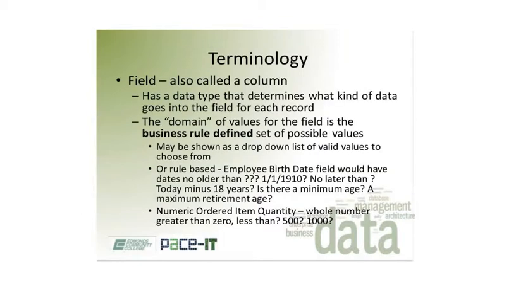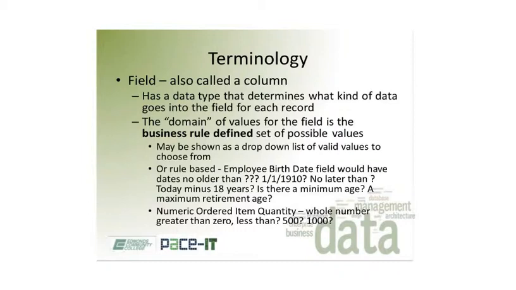So some more terminology. A field is also called a column. We'll have a data type that describes what kind of data goes into the field for each record. For instance, you may have a date data type for something like date of birth or date deceased or employee hire date. Those would all be date data types. If you're talking about an order, you might have a quantity of a product ordered. That would be a numeric data type.